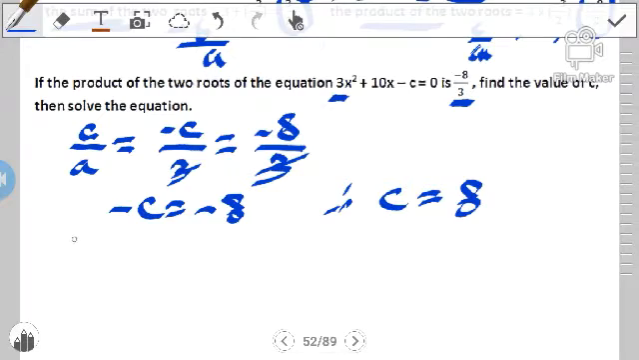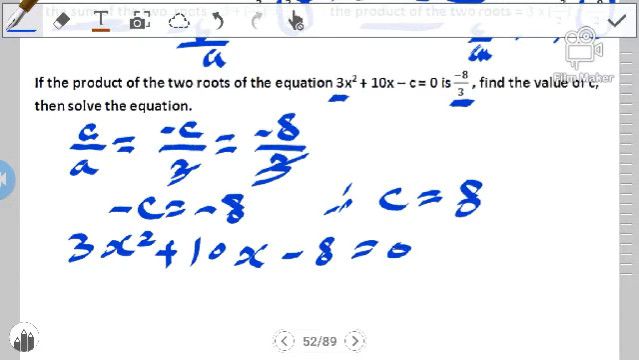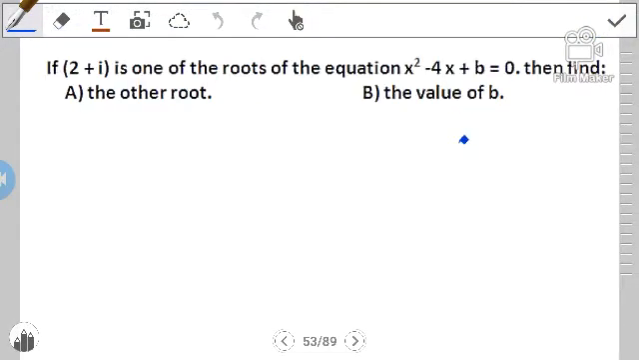وبعد كده بعمل substitution in the quadratic equation اللي هو 3x^2 + 10x - 8 = 0، وأعمل solving the quadratic equation وأطلع the value of the two roots. تمام كده. example برضه بنحتاج فيه the sum and the product of the two roots.